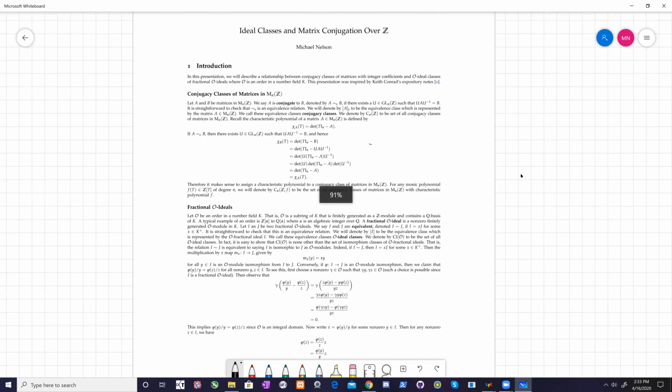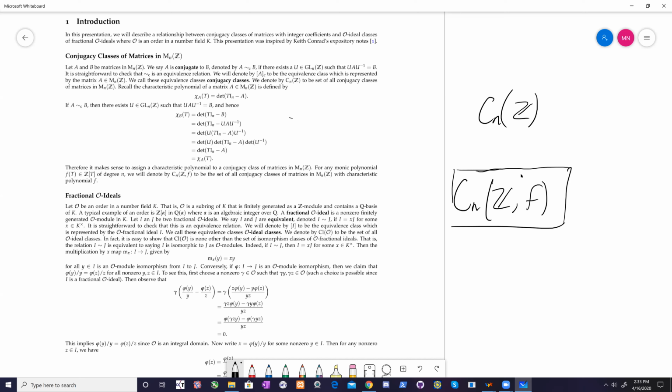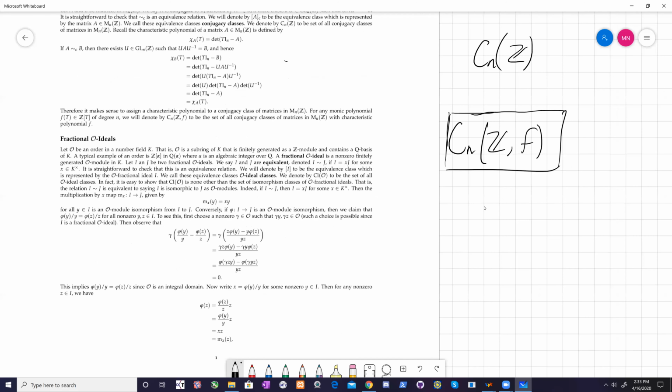First, we introduced C_n(Z), the set of all conjugacy classes of matrices in M_n(Z), but we're not interested in this one, it's a little bit too big. We're going to be interested in C_n(Z, f). And we're going to find a nice bijection between this set and some other set that we're about to introduce. So anyways, let's continue on here.